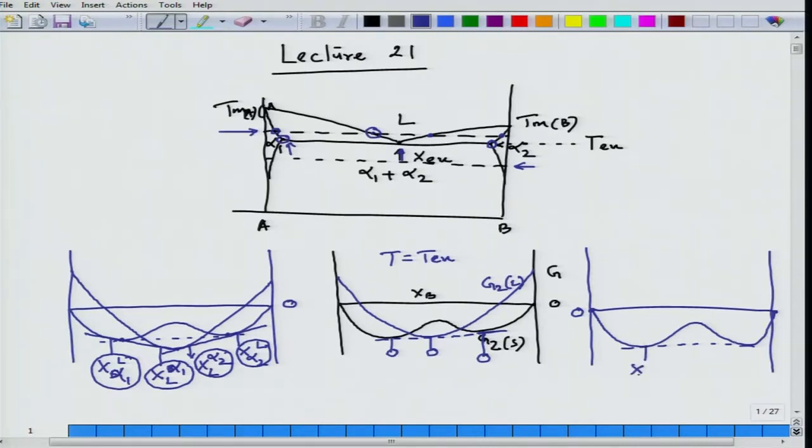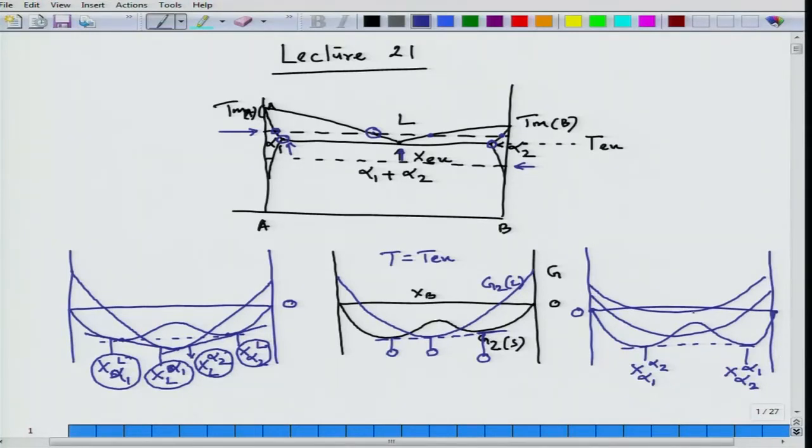So, this is x alpha 1 in equilibrium with alpha 2, this is x alpha 2 in equilibrium with alpha 1, but the liquid line either could be here or it could be here, but it will be above these two, this common tangent line. So, we cannot have liquid phase as a stable phase.